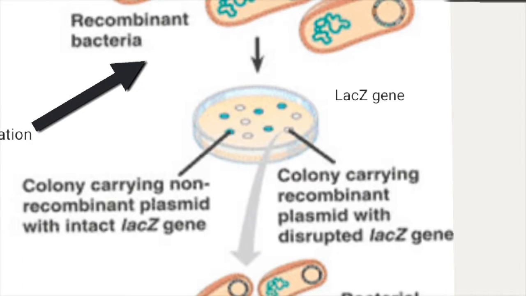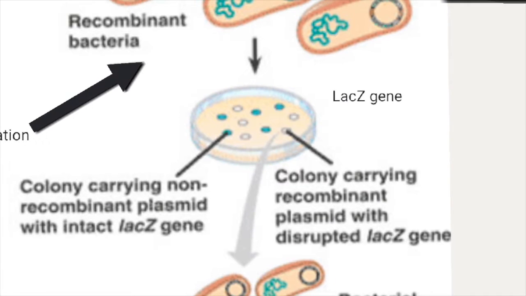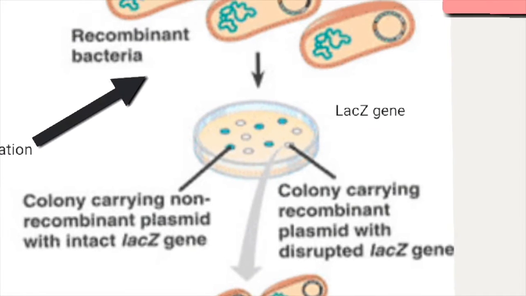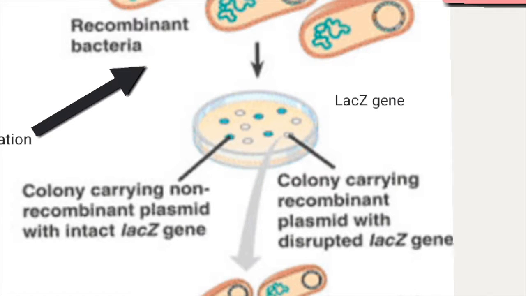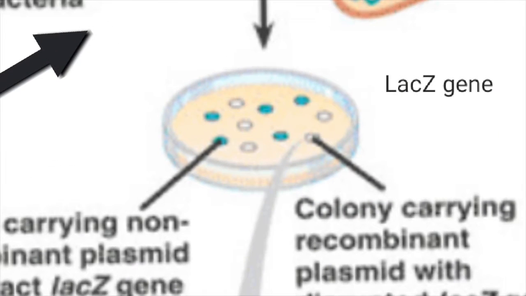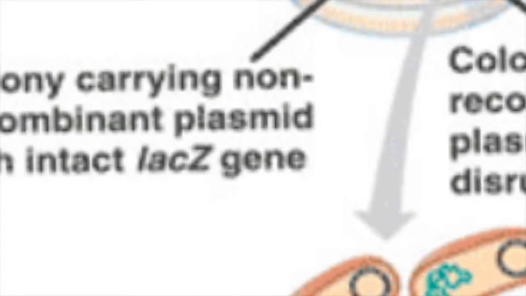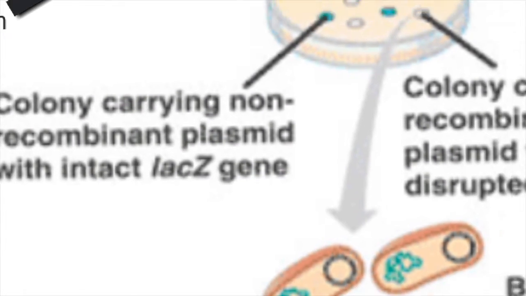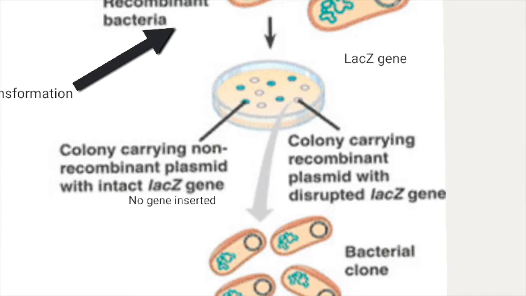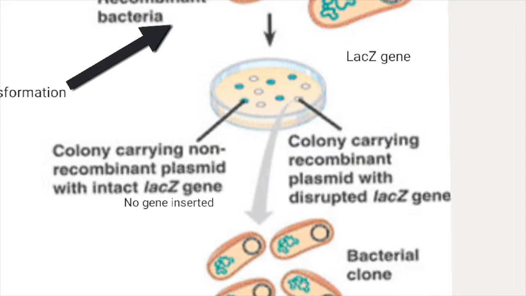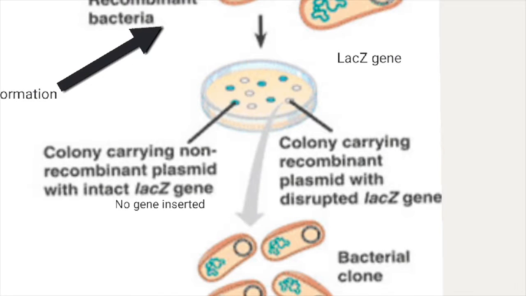The bacterial cells are then applied to a petri dish that is supplemented with ampicillin and a derivative of galactose, X-gal, which causes the bacteria to turn blue when it is broken down by the enzyme that is coded by the LAC-Z gene. The bacterial colonies that contain the recombinant DNA are now identified.